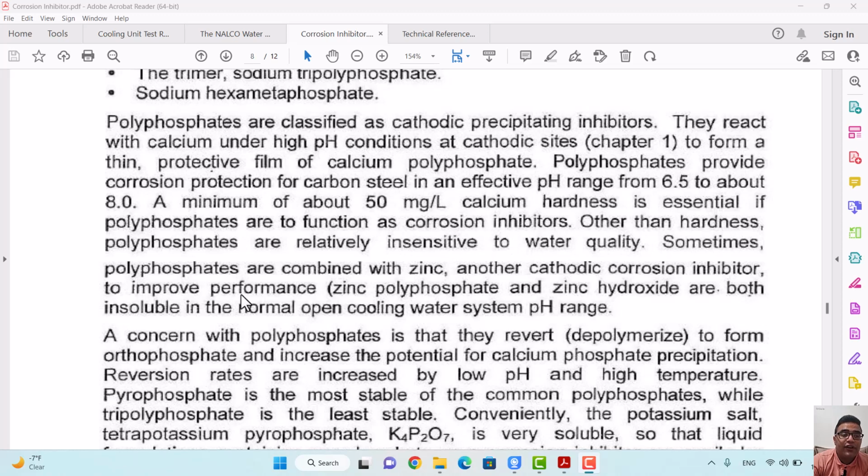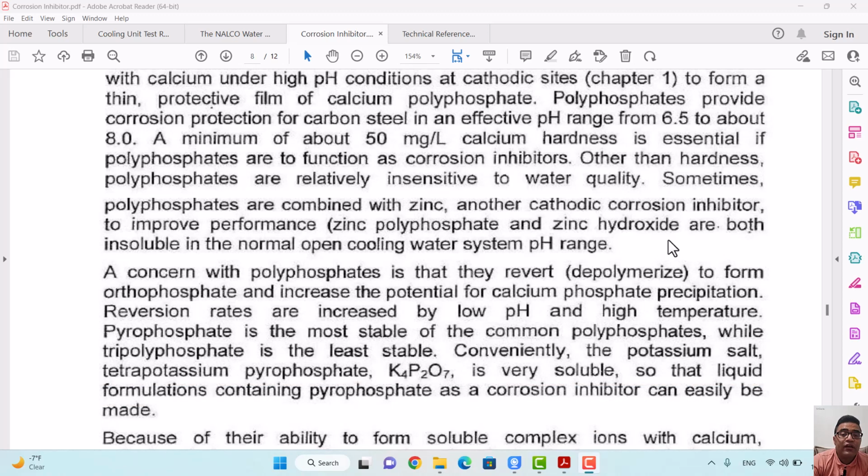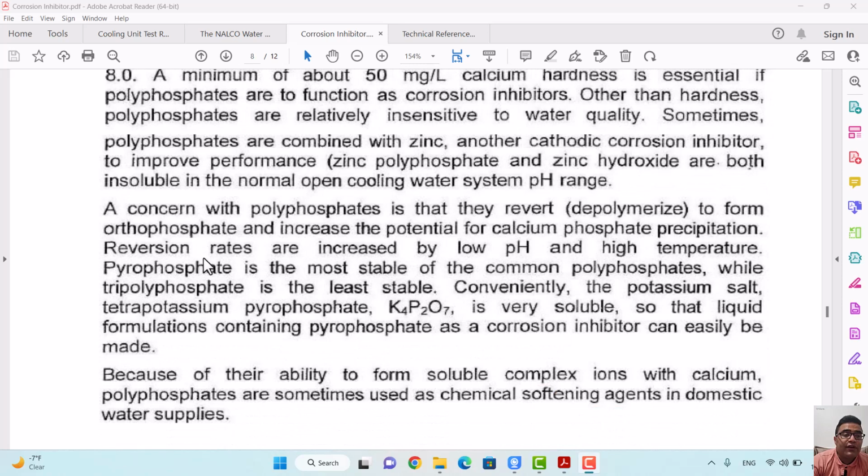Other than hardness, polyphosphates are relatively insensitive to water quality. Sometimes polyphosphates are combined with zinc, another cathodic corrosion inhibitor, to improve performance, as I stated earlier. A concern with polyphosphates is that they revert to form orthophosphate and increase potential for calcium phosphate precipitation. Reversion rates are increased by low pH and high temperature. Pyrophosphate is the most stable of the common polyphosphates, while tripolyphosphate is the least stable.